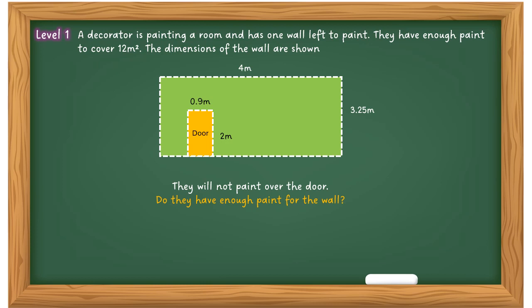So how did you do? All right, let me show you. So you can see the simple problem is you take the overall value, which is 4 times 3.25, and you take away the area of the door. By doing that, what's left is the area of the green surface, which is the wall. And you can see it's 11.2 meters squared, and we know that the paint is 12 meters squared, so yes, they do have enough paint. And you can see they have 0.8 left over. So if you got yes, then well done.